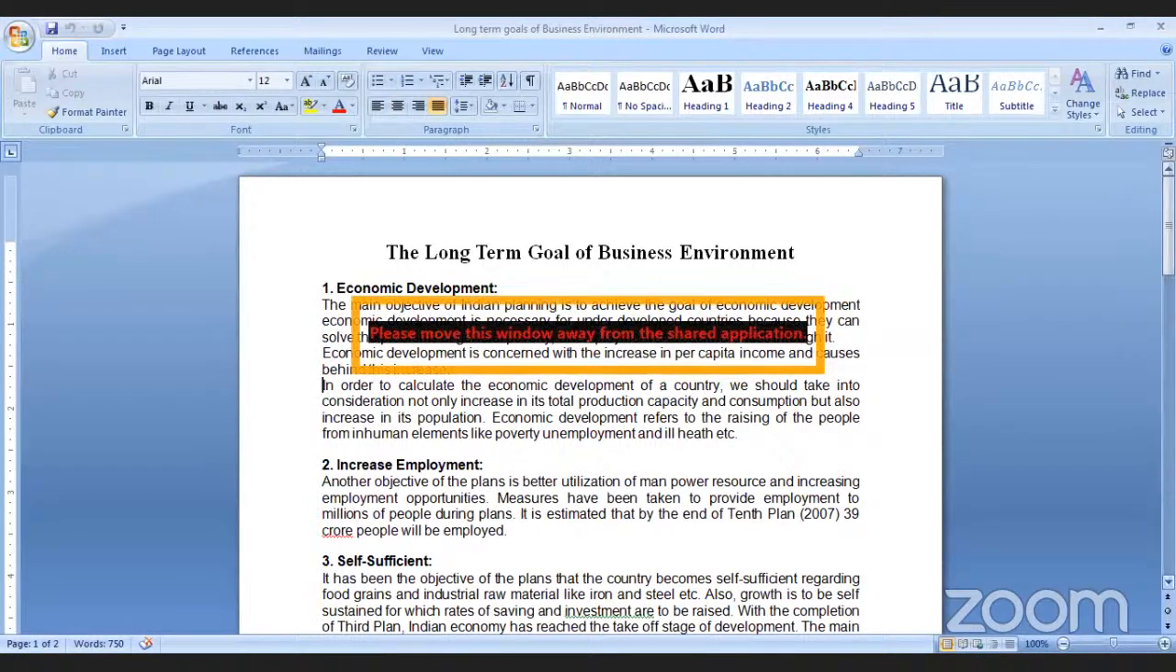Then we come to the next component, that is called increased employment. Any business organization would definitely create employment opportunities for the general public.